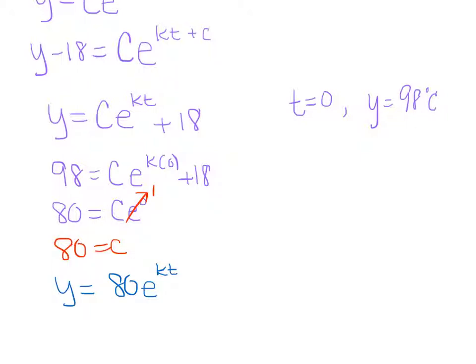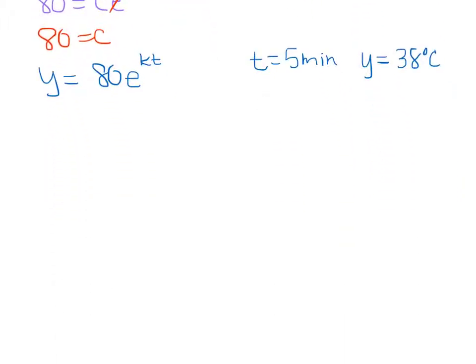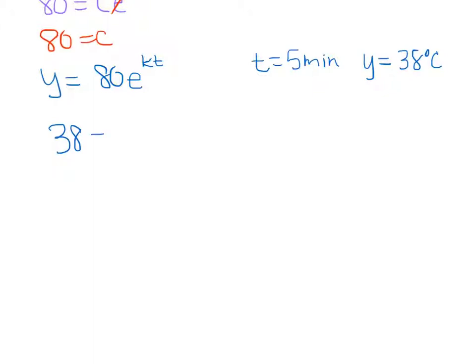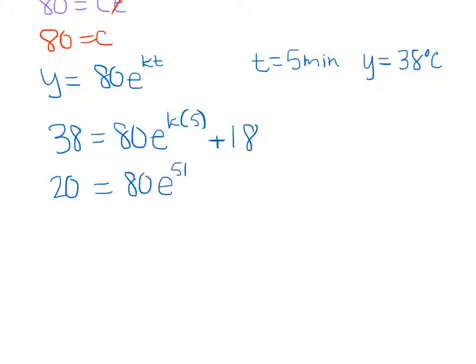Okay, and I'm going to use the other condition that was given to me: when t was equal to 5 minutes, y equaled 38 degrees Celsius. So again, I'm going to plug in everything I know so that I can solve for my k value. I have 38 is equal to 80 e to the k times 5, and I still have my plus 18 out here. I did drop that, I apologize. So I'm going to go 38 minus 18, which gives me 20, equals 80e to the 5k.